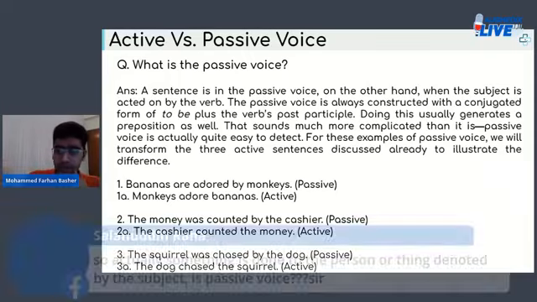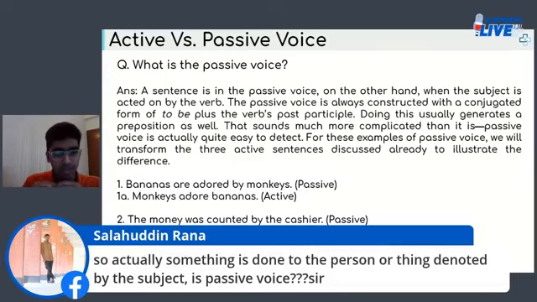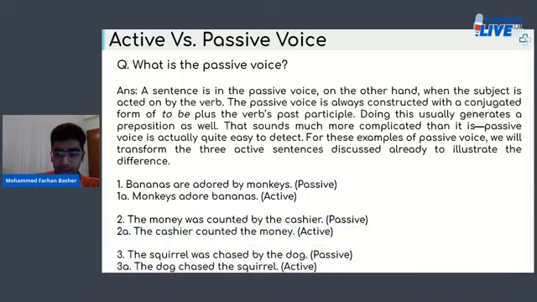We have a query here from Salahuddin Rana asking, so actually something is done to the person or thing denoted by the subject is passive voice. I'll read this again. I'm really sorry, but I haven't understood your query here. Could you please kindly post it again and write it in clearer words? Thank you in advance.